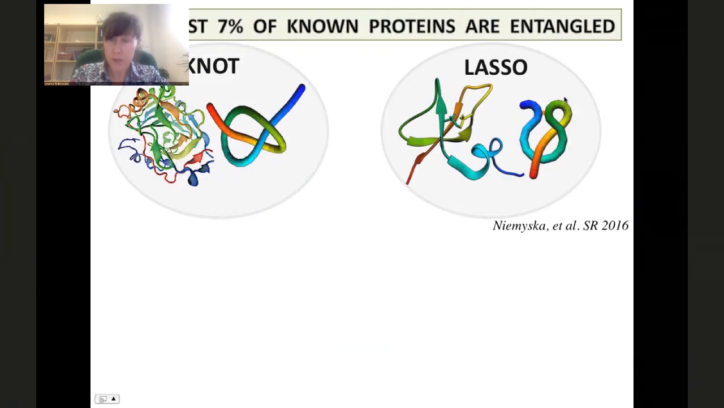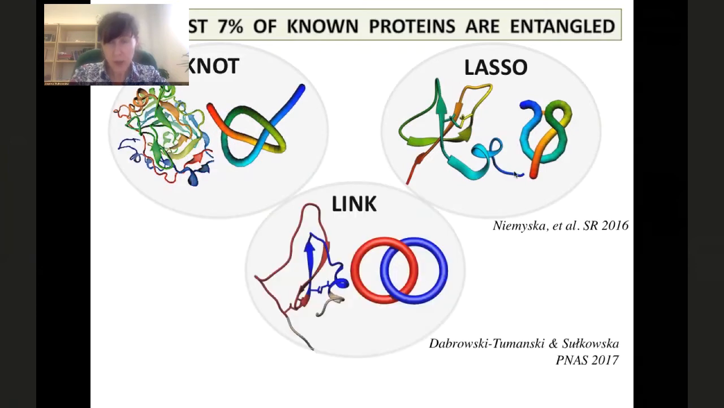Here you can have a protein backbone that is closed by a cysteine bridge, and one of the tails is piercing this loop. And 2 years ago, we found out that proteins can also make links, and the link is formed by the protein backbone, which is closed by two cysteine bridges. I hope you can see here there's one, and there's another one here.